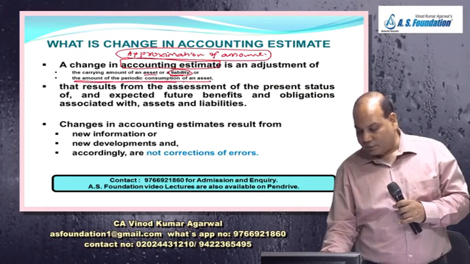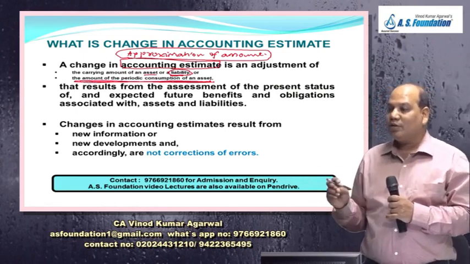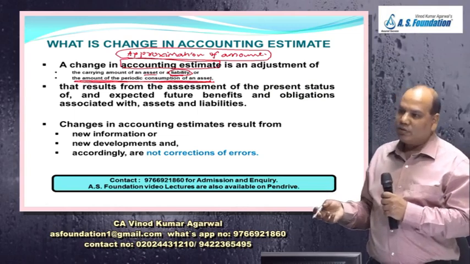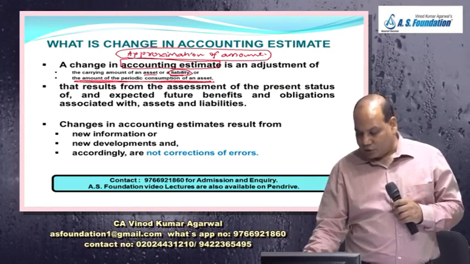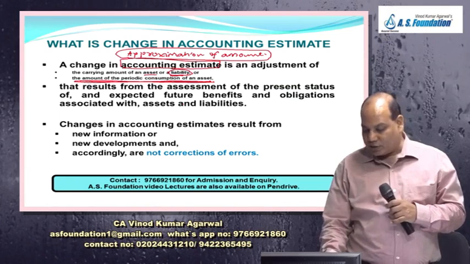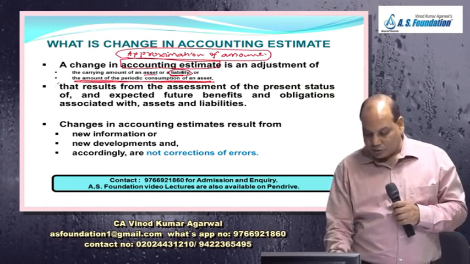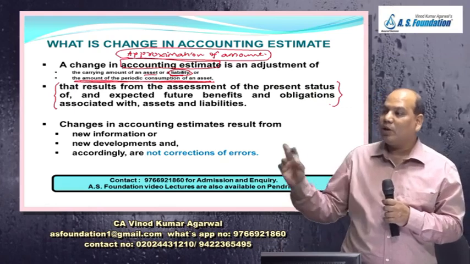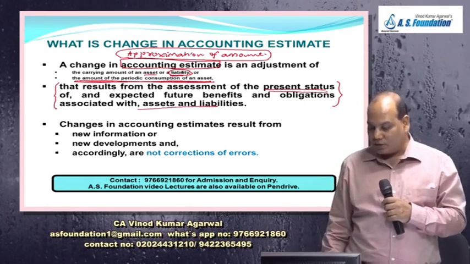If you change the useful life, if you change the residual value, if you change the method of calculating the depreciation, even that is a change in estimate, because that will change the periodic consumption of an asset, right? Why do we need to change the estimate? Because the information that we have now is different from what we had earlier. That results from assessment of present status of an expected future benefit and obligation associated with assets and liabilities. The information that we have now may have changed compared to what it was when we had made the estimate. So present status of the information may affect the value of assets and liabilities.